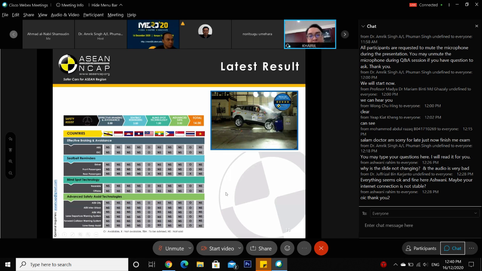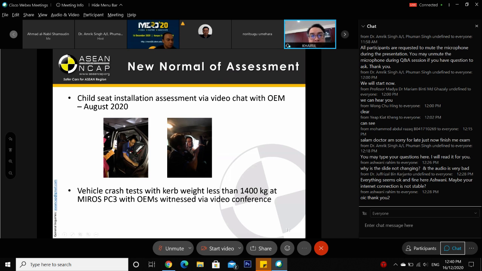When you want to buy a car, then you can choose whatever has been rated by ASEAN NCAP. Of course, since MCO and everything, we are no longer allowed to travel overseas.